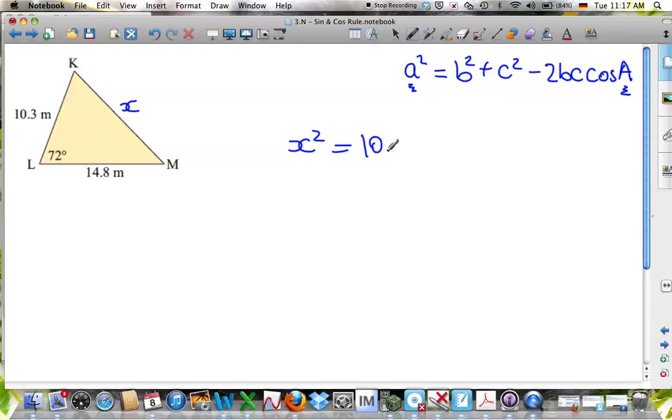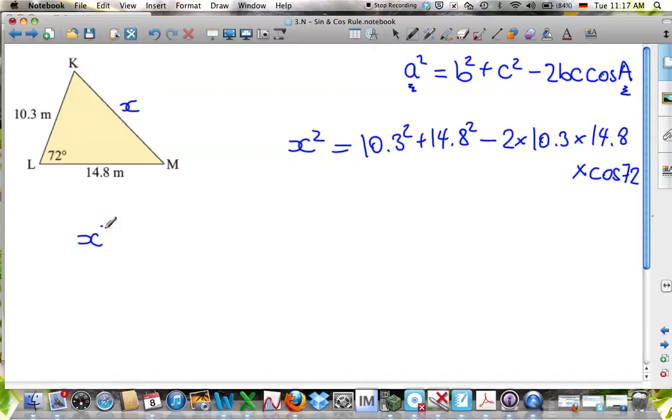So that squared plus that squared minus 2 times the two sides. So 10.3 times 14.8 times cos of the angle that is opposite x and that is also sandwiched in between the two sides. So cos 72. Okay, so lots of nasty calculations there, but they can all be typed into the calculator.